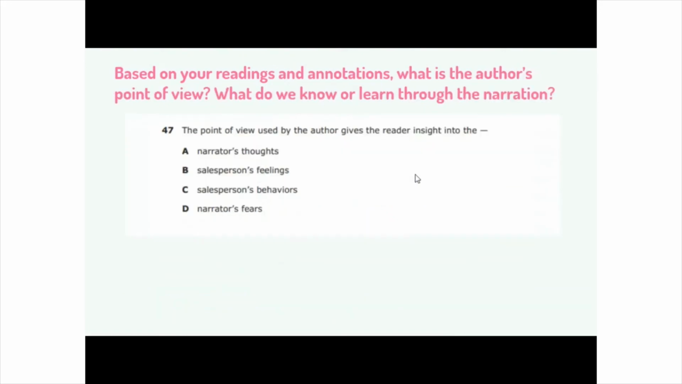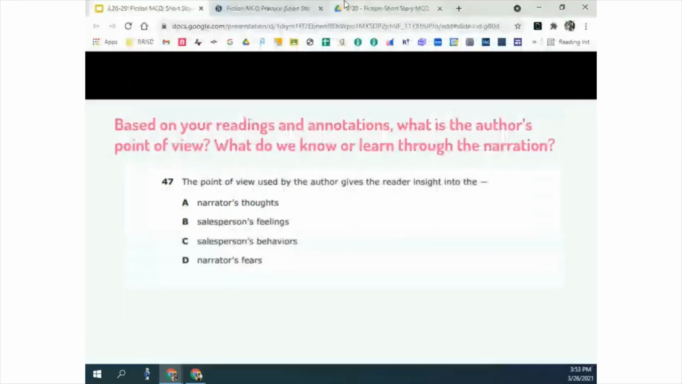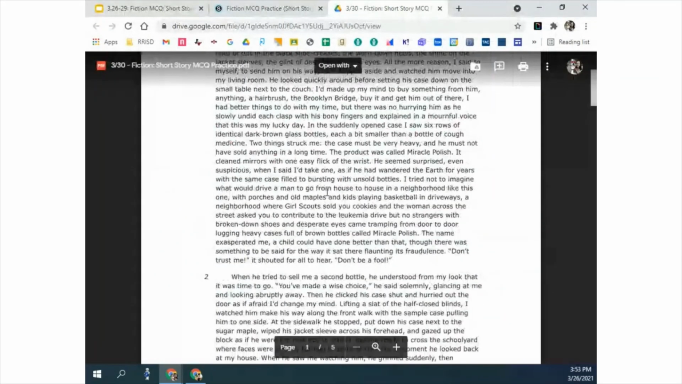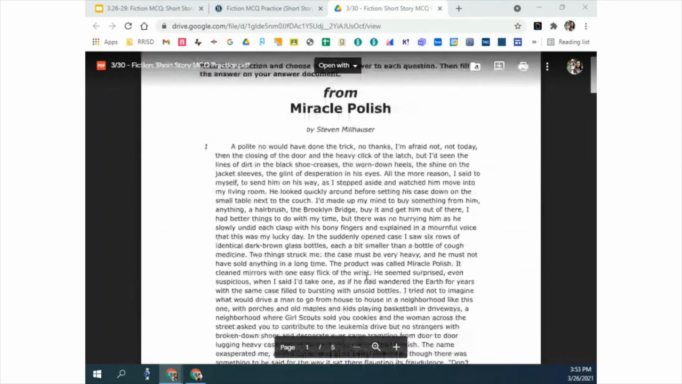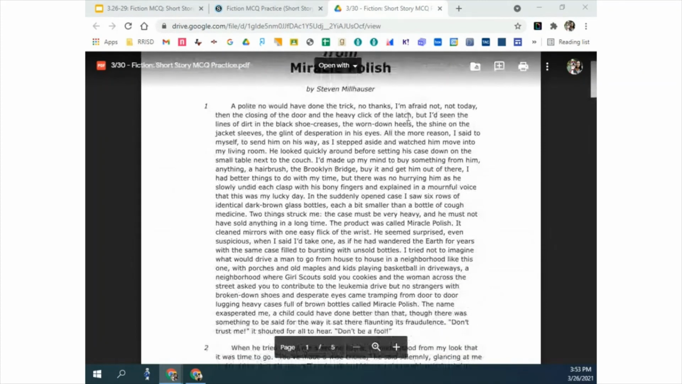Next one, 47. The point of view used by the author gives the reader insight to the. So let's look at the text again. What kind of point of view is this written in? We know our points of view. We have first, second, and third. And then we also sometimes have third omniscient. Okay. What point of view is this written in? If it says, like, I'm afraid not, I stepped aside, I'd made up my mind.